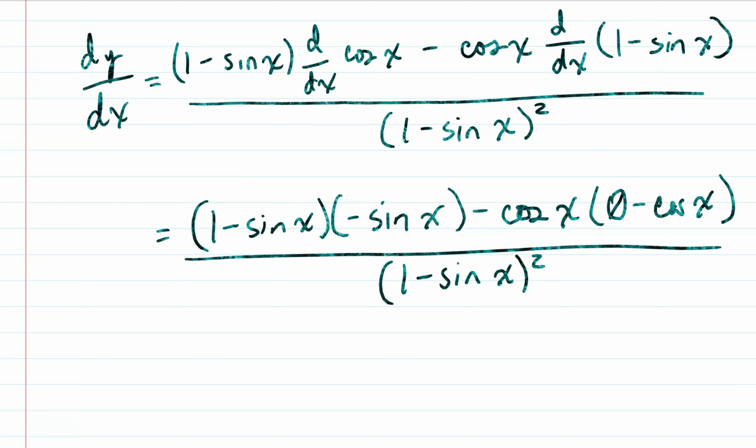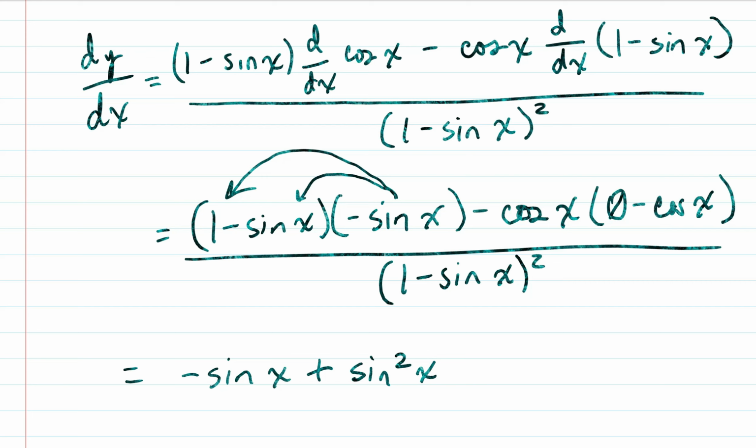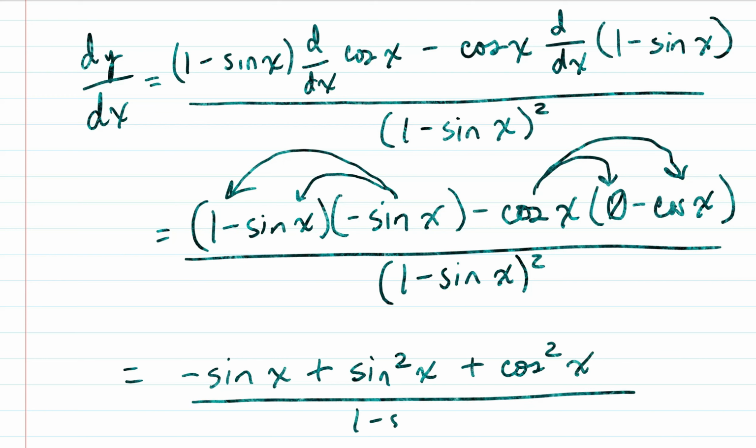All right, and in our next step, we can multiply that negative sine x times those two, right? Negative sine x times 1 is negative sine x. Negative sine x times a negative sine x makes a positive sine squared x. And then we can do the same thing with this cosine x. Negative cosine x times 0 is 0. Negative cosine x times a negative cosine x makes a positive cosine squared x. And this is all over 1 minus sine x squared.